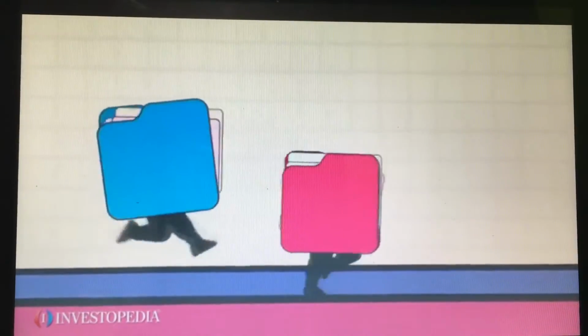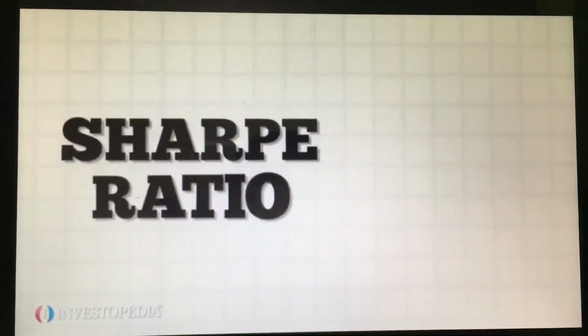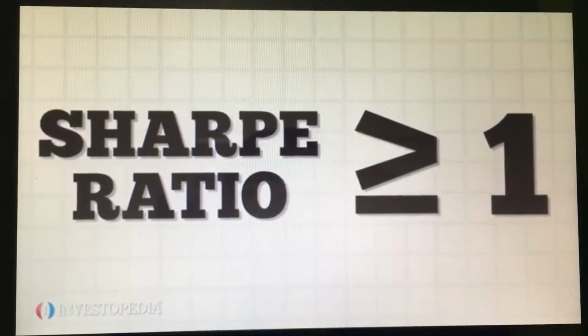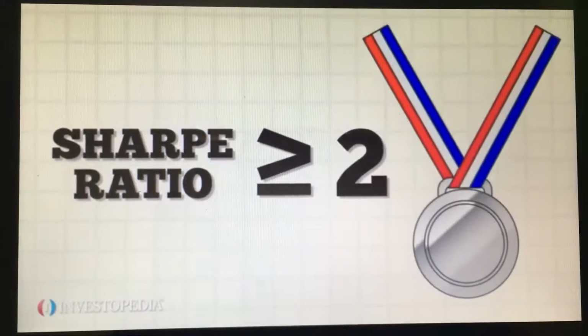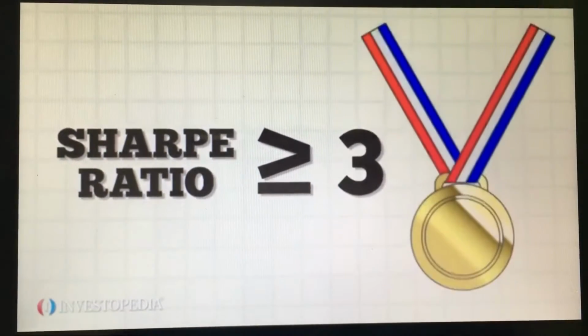The general rule of thumb is that a ratio of 1 or better is considered a good risk-adjusted return, 2 or better is very good, and 3 or better is excellent.